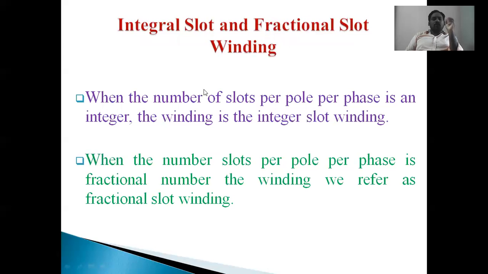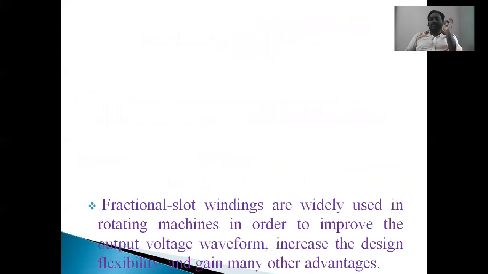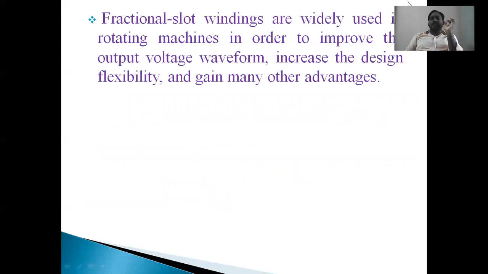Out of these two windings, we will prefer fractional slot winding in our three-phase alternators because the main advantage is that we can improve the output voltage waveform. That means the output voltage can be improved by using fractional slot winding, and it also increases design flexibility and gains many other advantages, as in double layer winding. What are those? There is a possibility to obtain the corded coil arrangement.